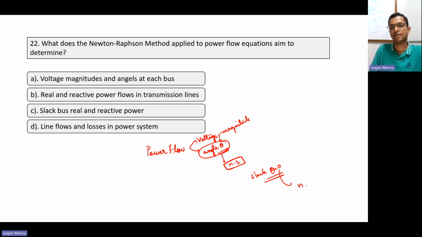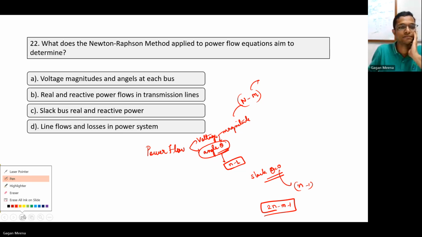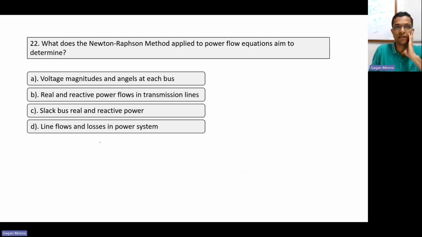We don't know this, this is n minus 1. And voltage magnitude we know for generator buses. We don't know it for the PQ buses, which is n minus m, if m is the number of generator buses. Total unknowns become 2n minus m minus 1. The aim is to find out the voltage magnitude and angle at each bus.